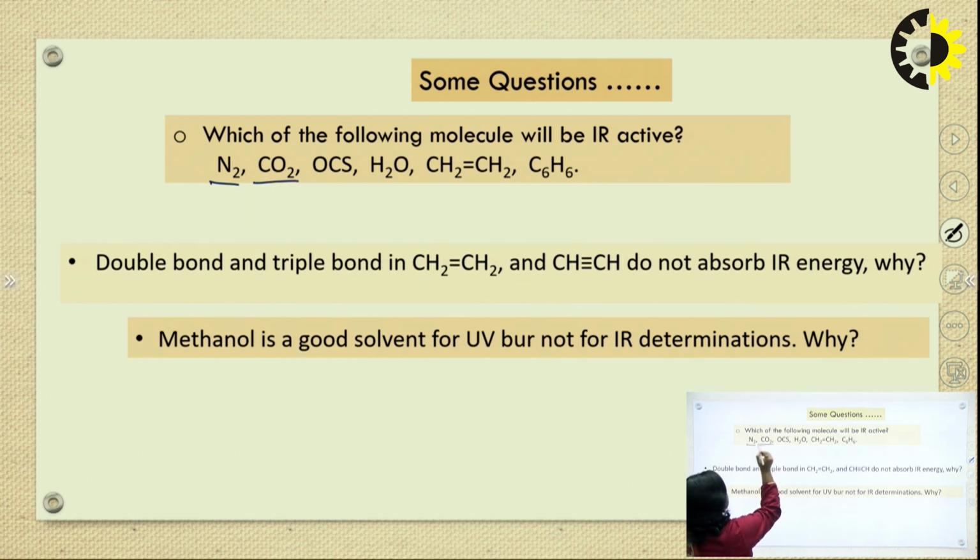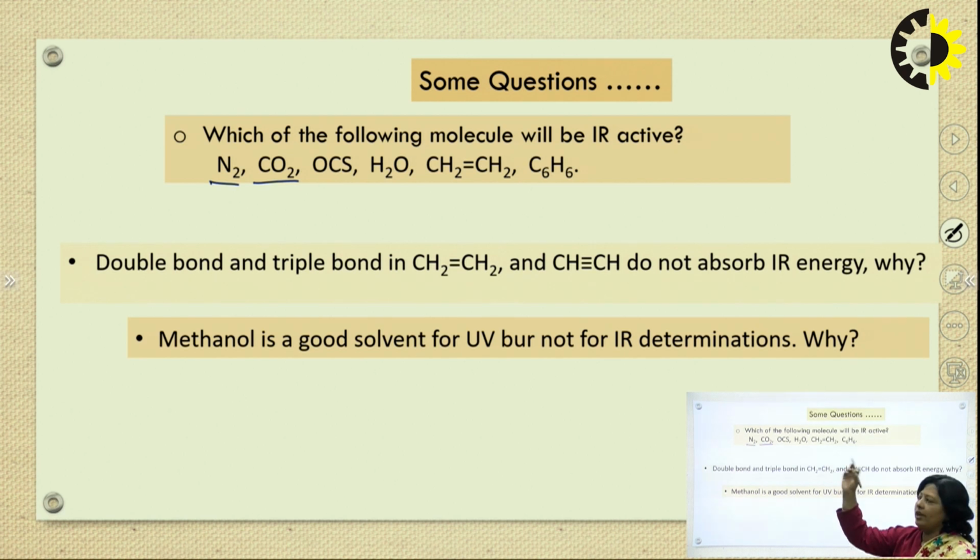Then carbon dioxide. Carbon dioxide has no permanent dipole moment, but a temporary dipole moment. When it vibrates, the dipole moment changes accordingly, so a change in dipole moment occurs and it is IR active. Then OCS, which has a permanent dipole moment. Whenever the permanent dipole moment is there, the molecule will not be IR active. H2O has a temporary dipole moment that changes only at the time of vibration, so H2O is again IR active.